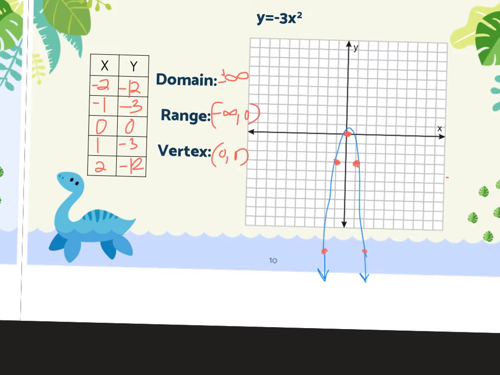So I have a negative parabola, which makes sense because I have this. So my vertex is at 0, 0. My range, remember we're looking at what values can land on that y-axis. I have negative infinity to positive, well, to 0. And then my domain is plus or minus infinity.